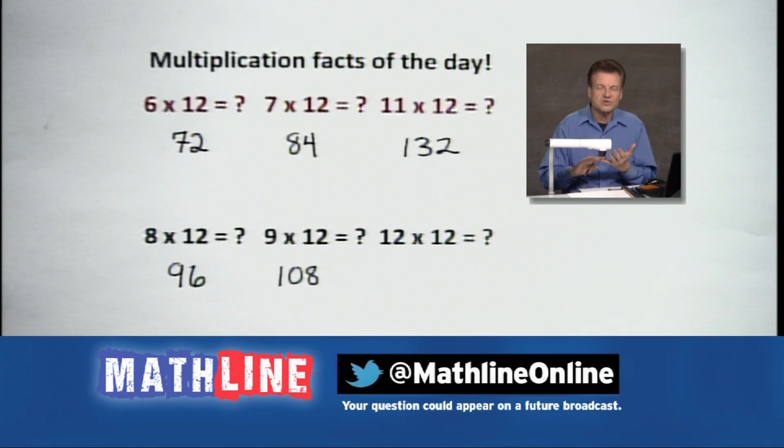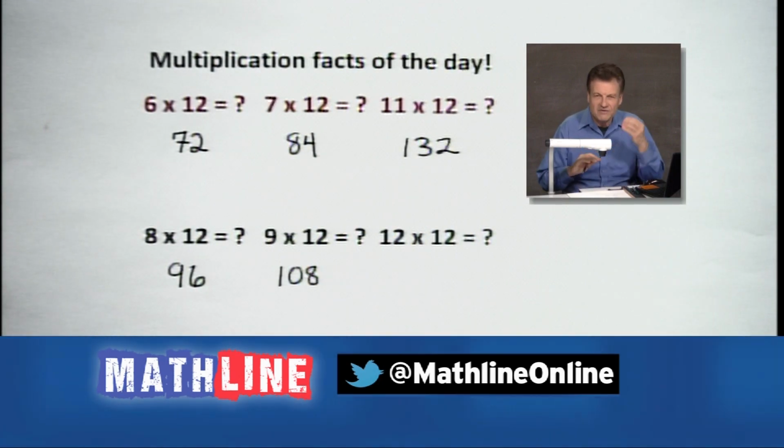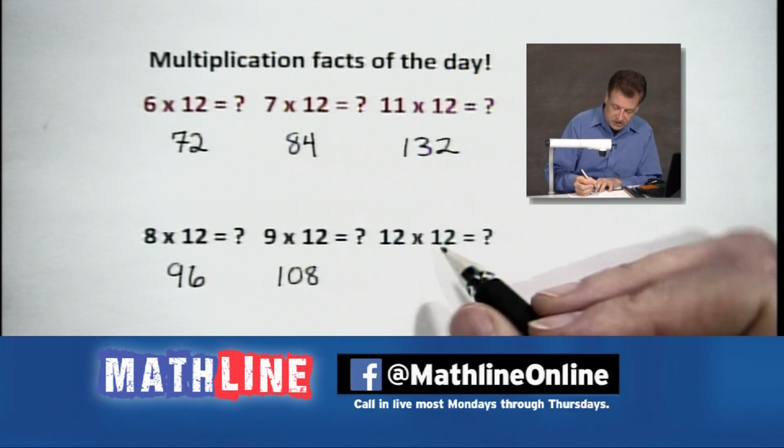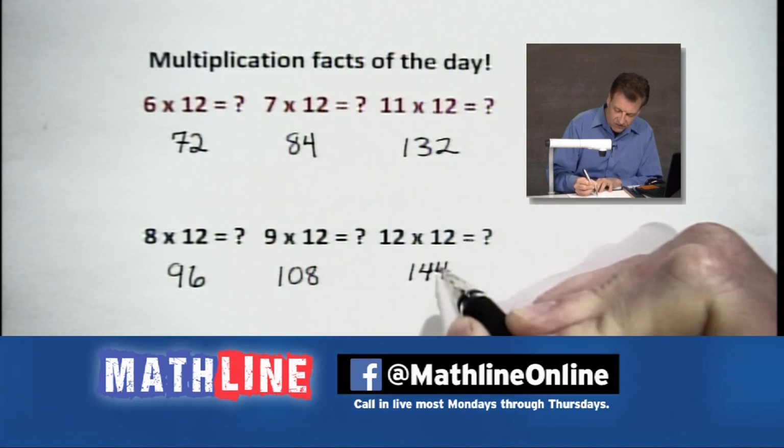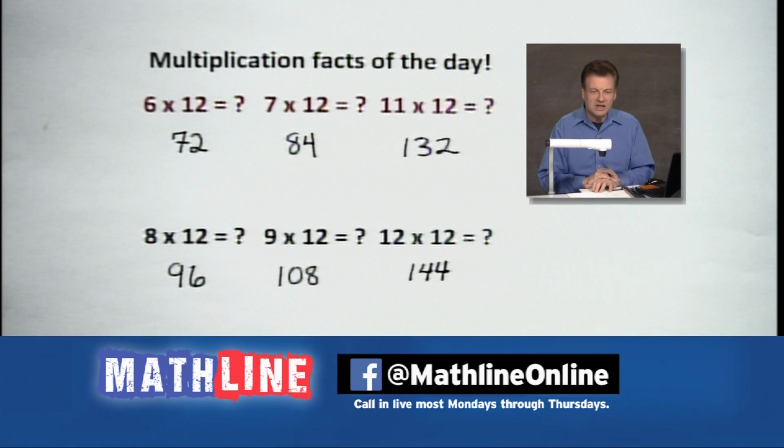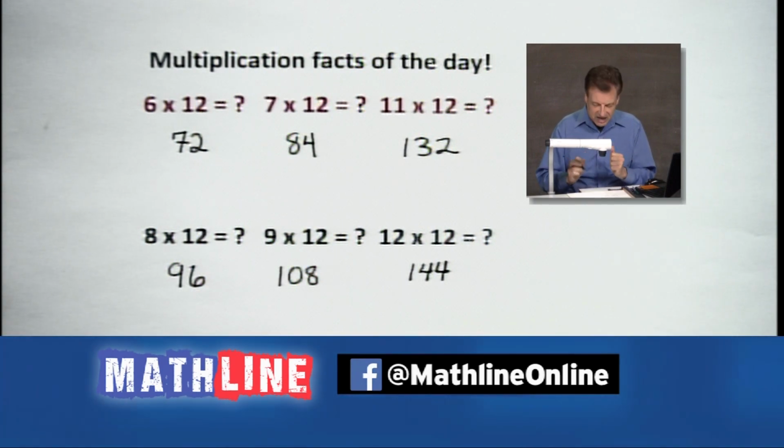It's great for you to know perfect squares when you get to geometry, you get to algebra 1. If you've got those on the top of your head, man, it helps you out so much there. So that's why we focus on them right now. And 12 times 12, we come up with 144. Wow.